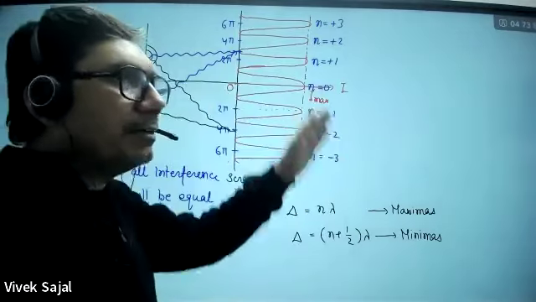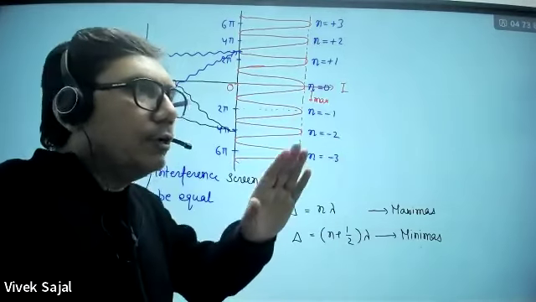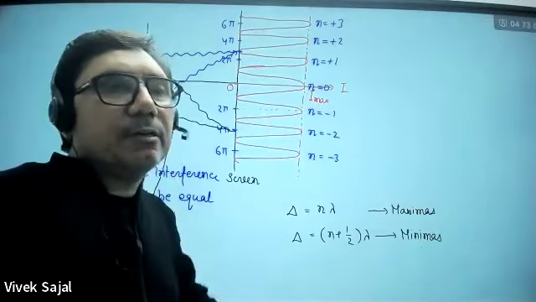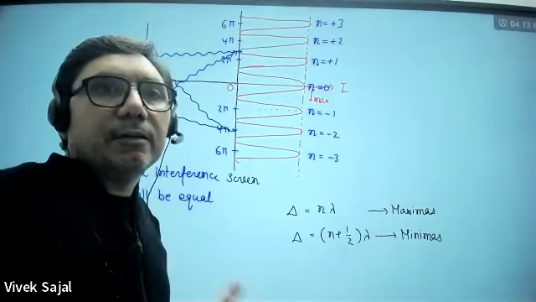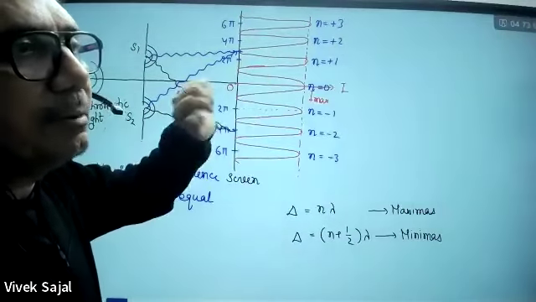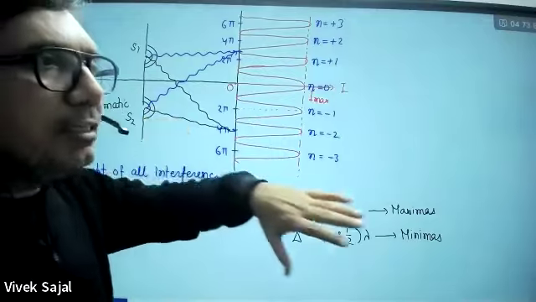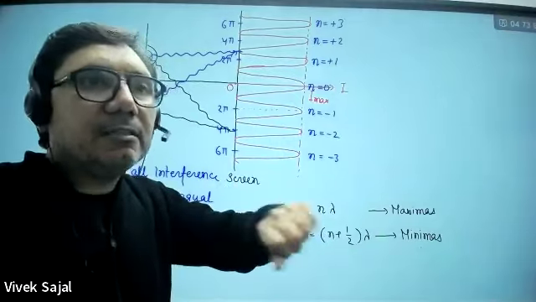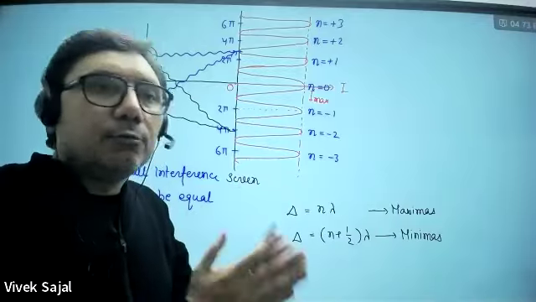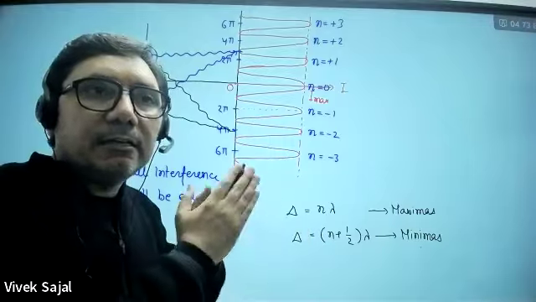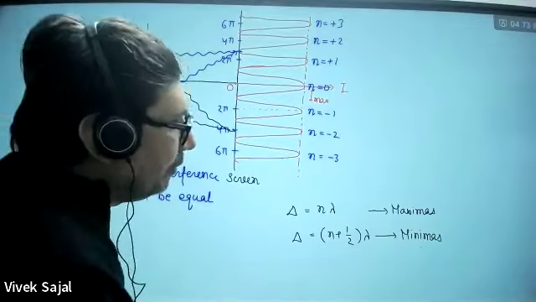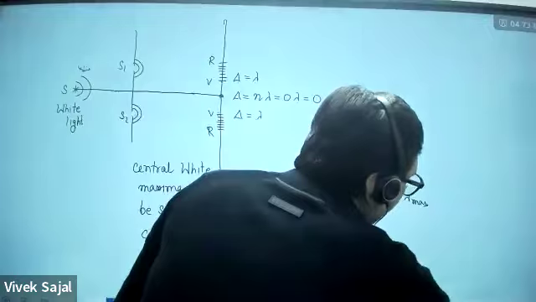You will get a pattern on the screen. So it's not necessary that we place the screen at a particular place, only then we are going to get the pattern. No, this complete space is filled by the maxima and minima. So these maxima, these minima, these fringes, they are not localized to any plane. You can place your screen anywhere in front of these slits, you are going to get the pattern. So here, fringes are not localized to a plane.